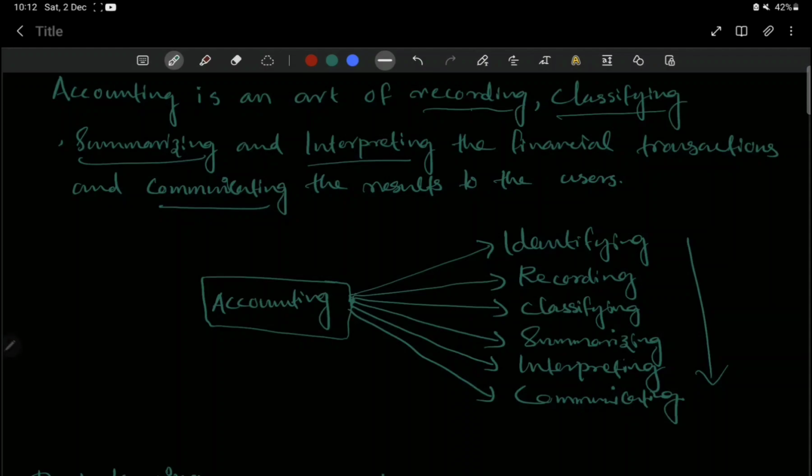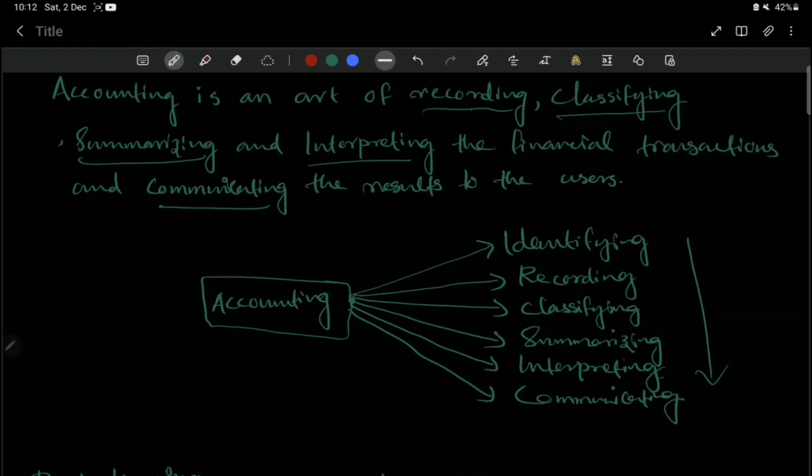So after summarizing, the next process is interpreting, right? Interpreting simply means analysis and interpretation of the financial statements or of the financial data, which are carried out so that the users of the financial data can make a meaningful judgment of the profitability or the financial position of the business. That is called interpreting. So from the summarized form, we can interpret the results, right? We can make a meaningful judgment. That is called interpreting.